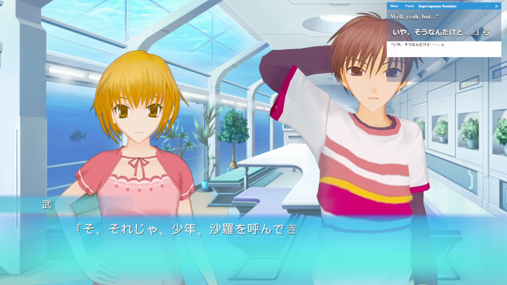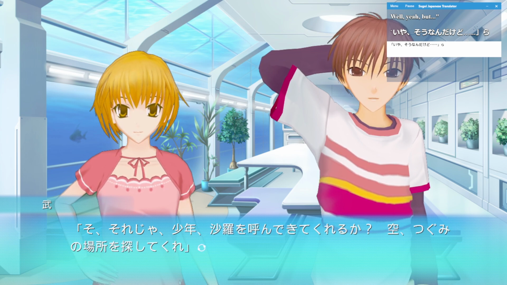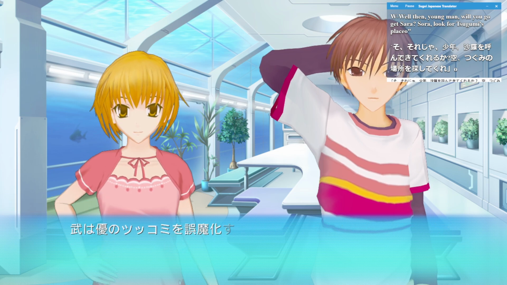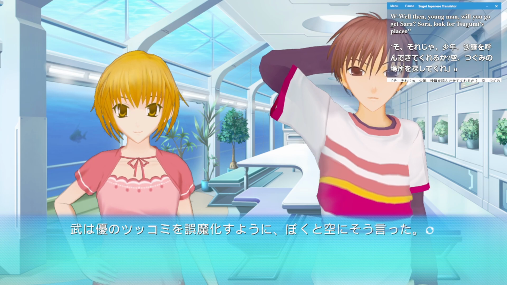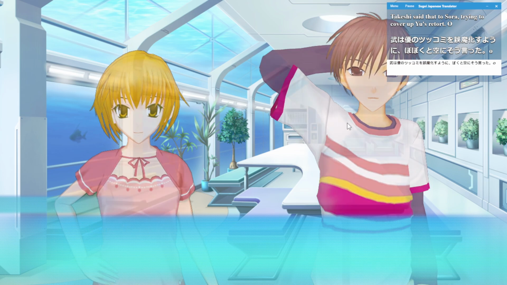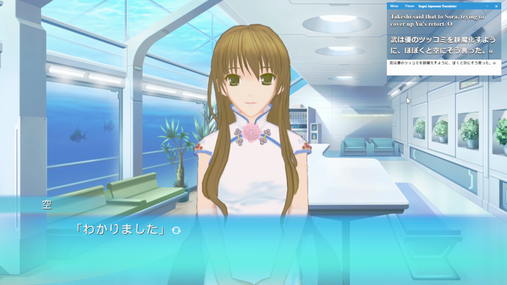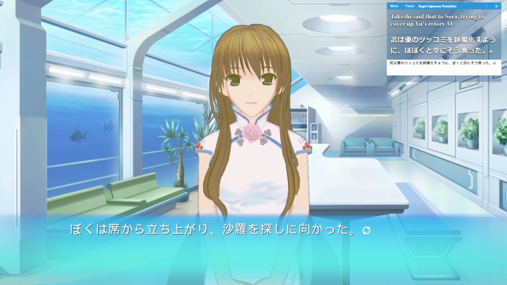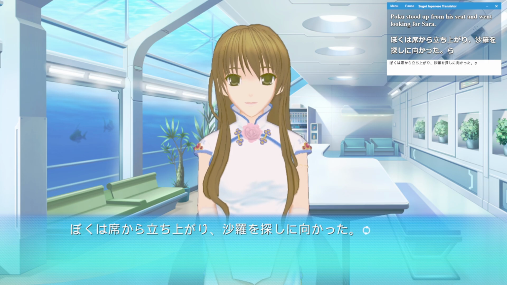Well then, the kid, will you go get Sara? Sora is looking for where Tsugumi is. Takeshi said that to Sora, trying to cover up Yu's retort. The kid's like, yes. And Sora says, understood. I stood up from my seat and went to look for Sara.